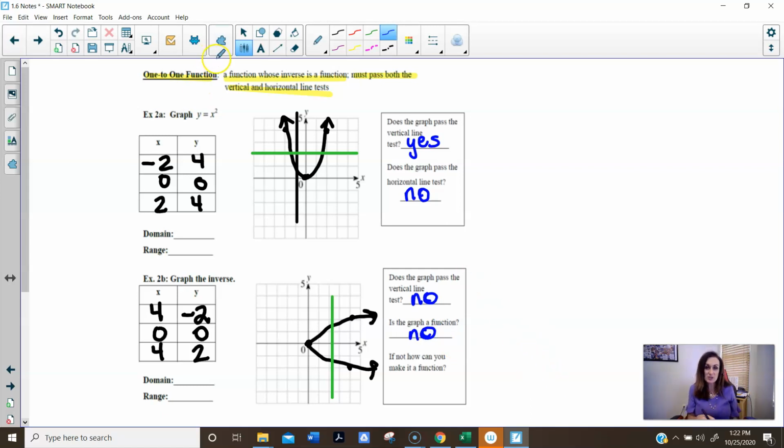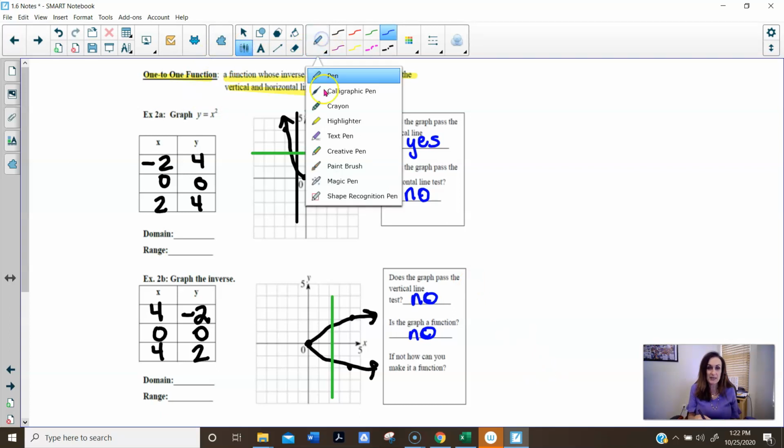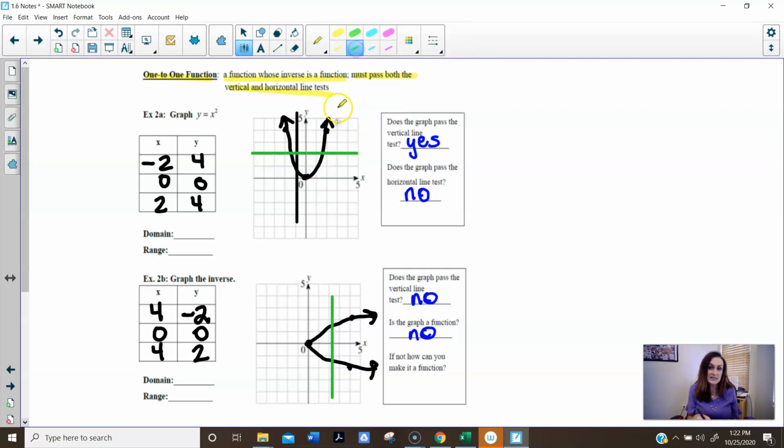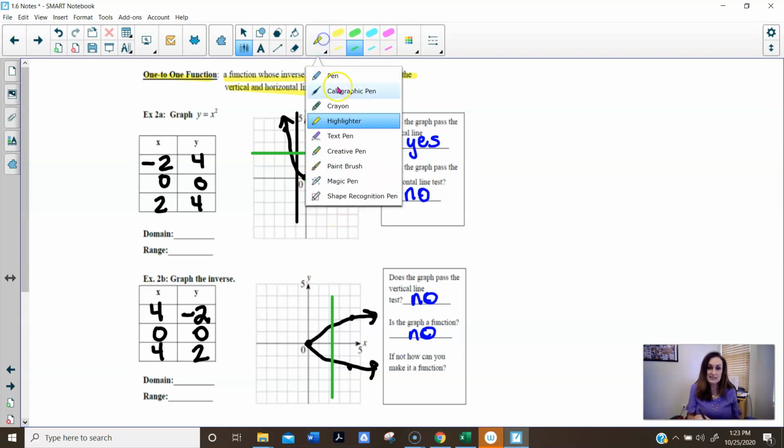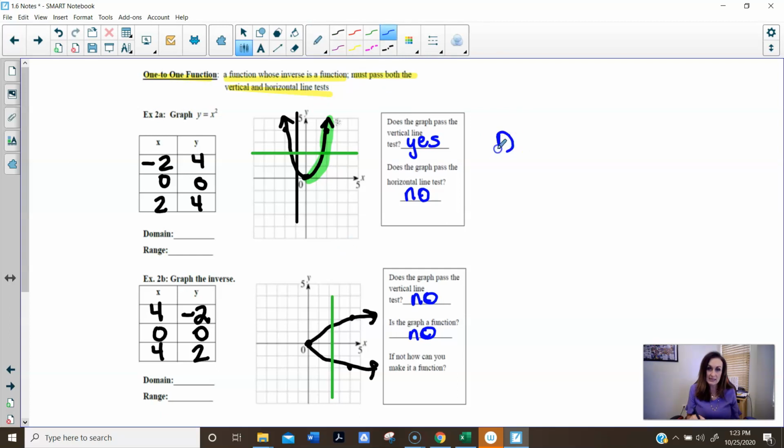So the next question is, well, then how can we make it a function? This is where restricting the domain comes into play. What we can do is take the original function and just pick part of that original function. So let's just say that I restricted the domain to just this part. That means that my new domain is going to be 0 to infinity, and I'll include the 0.